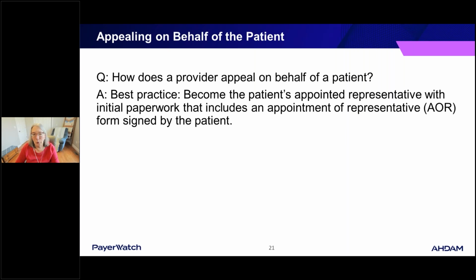Appointment of representative, or appointment of representation form, signed by the patient. So just get it up front. Don't wait to see if you're going to get a denial and then try to track the patient down so you can get that paperwork signed and get your appeal in, because you've got a limited amount of time to do that. So just make it part of your admission packet to get that appointment of representative form signed.